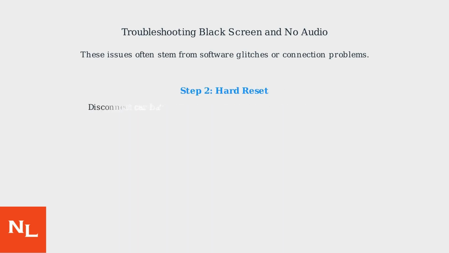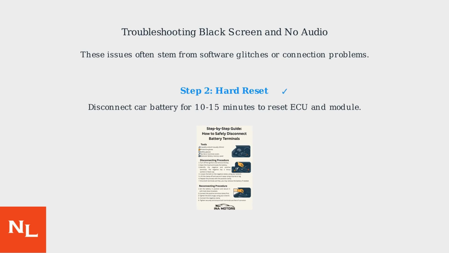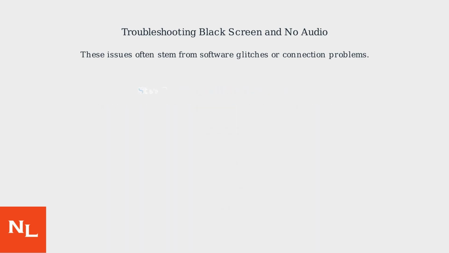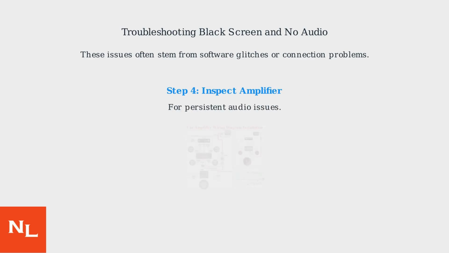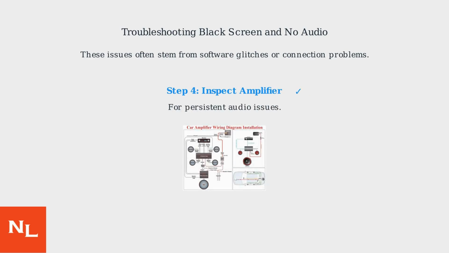If that doesn't work, try a hard reset by disconnecting the car battery for 10 to 15 minutes to reset the ECU and infotainment module. Check all physical connections and fuses related to the infotainment system, typically located in the fuse box under the dashboard. For persistent audio issues, inspect the amplifier connections.